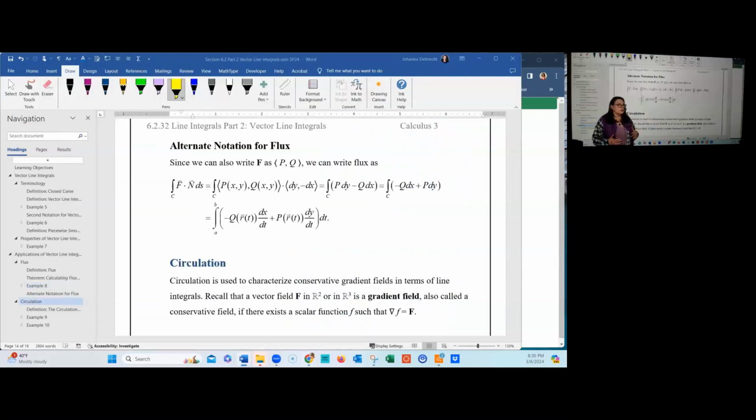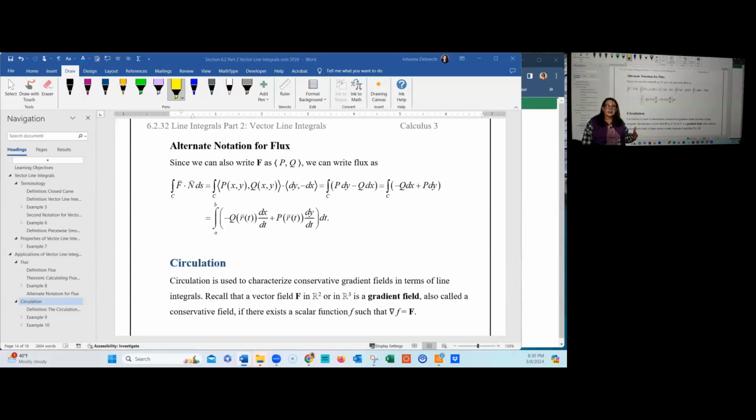There is an alternate notation for the flux integral. If we represent the vector field as PQ or PQR, then we can write the flux as F dot the unit normal vector ds as P of x and y, Q of x and y, dotted with the normal vector dy comma negative dx. This gives us P dy minus Q dx, or if you want to integrate with respect to x first, negative Q dx plus P dy.